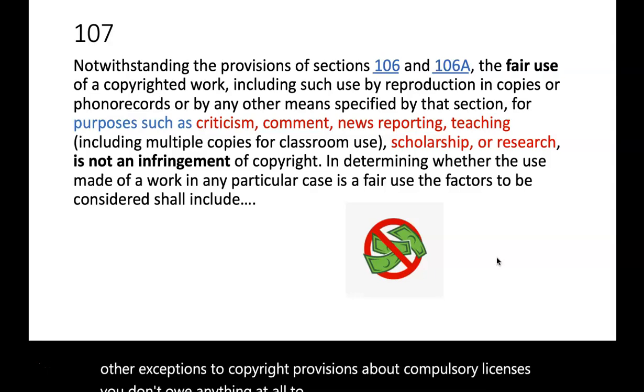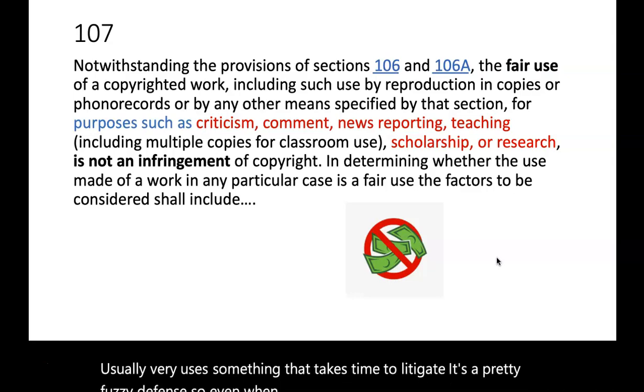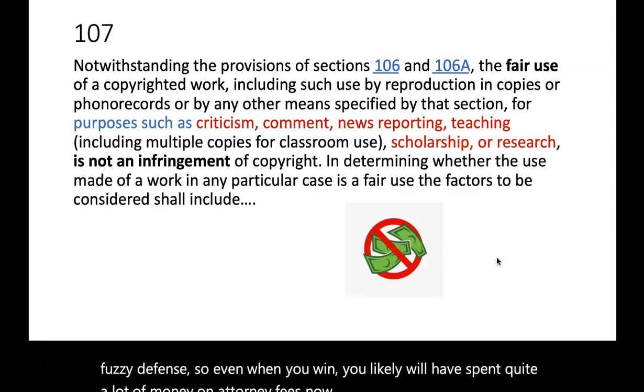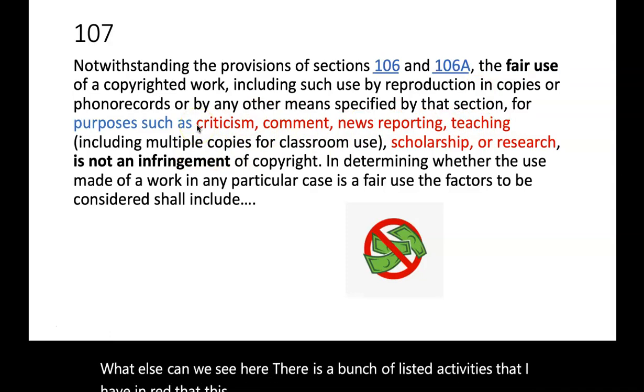That said, usually fair use is something that takes time to litigate. It's a pretty fuzzy defense. So even when you win, you likely will have spent quite a lot of money on attorney fees. Now, what else can we see here? Well, there is a bunch of listed activities that I have in red that the statute says: criticism, comment, news reporting, teaching, scholarship, or research.